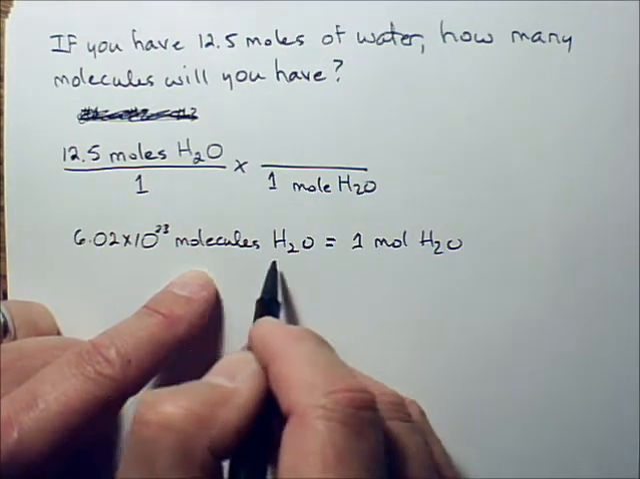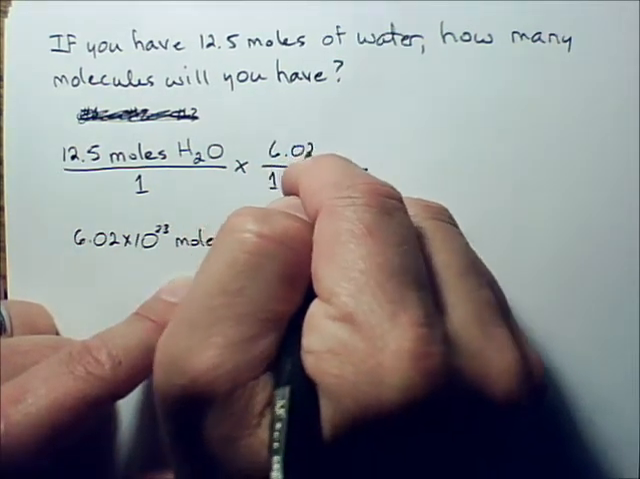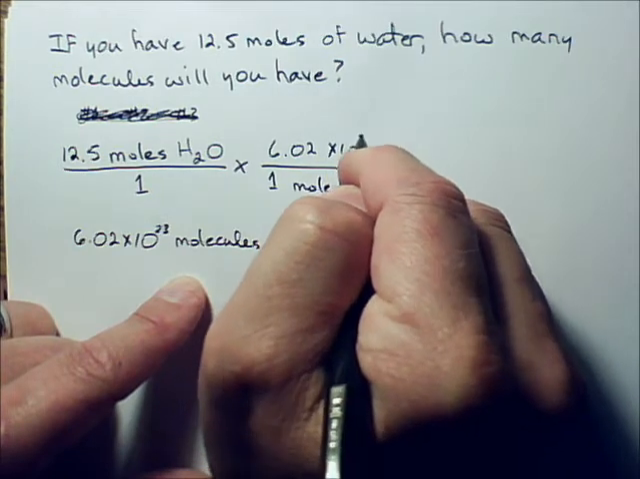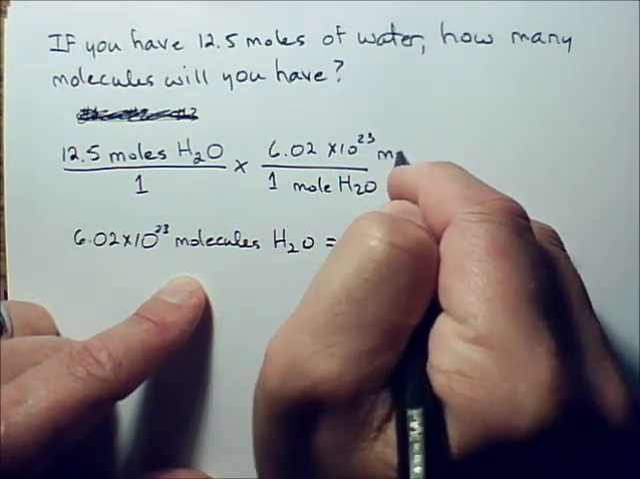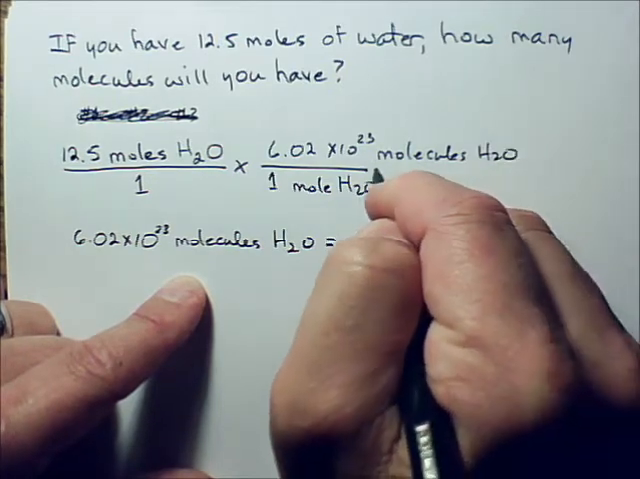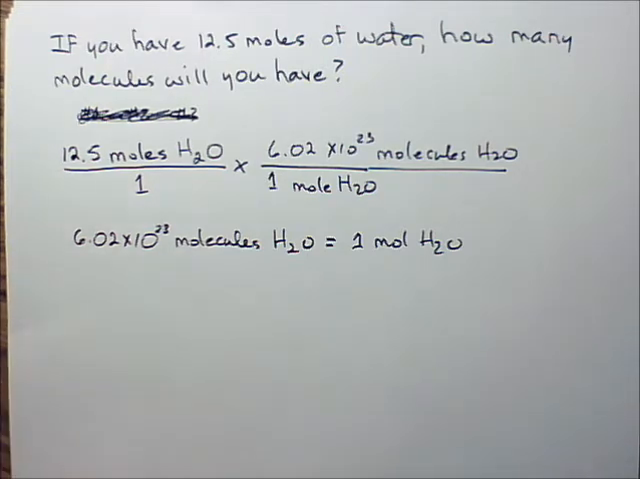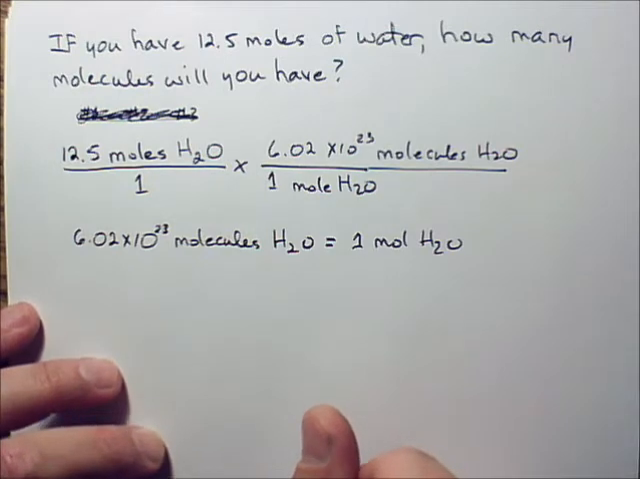Now, the other side of the equality statement goes on the top: 6.02 times 10 to the 23rd molecules, that's a particle, of H2O. Okay, so that was step 3. Step 4, we're ready to start solving the problem.